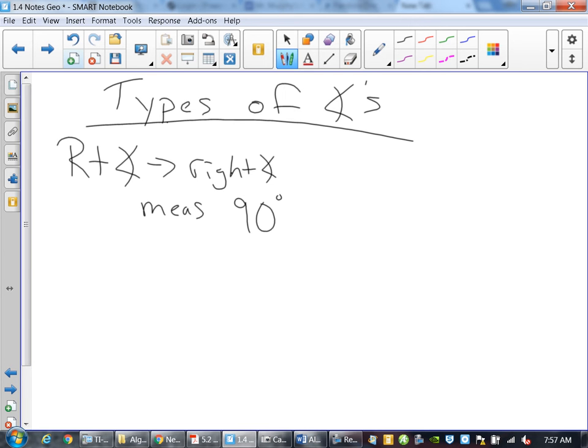Boo. It's 90 degrees. Now I get the joke. So right angles always measure 90 degrees. Are you a right angle if you're 89.999? No. It has to measure exactly 90.